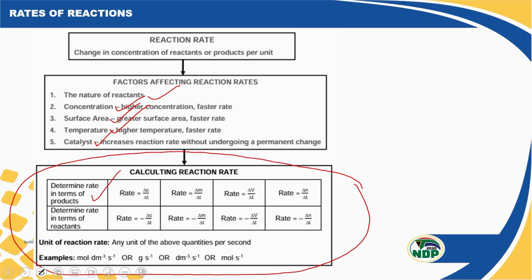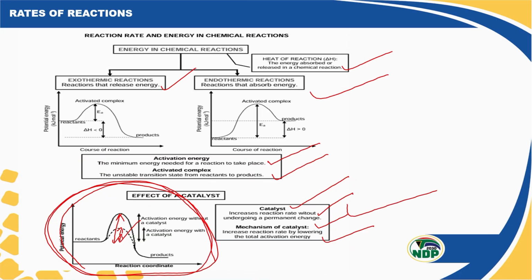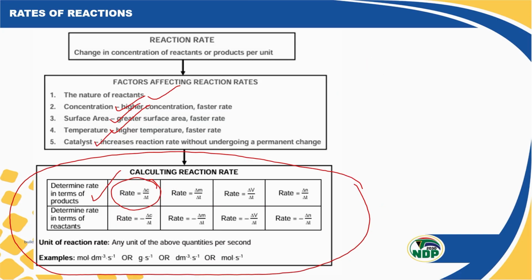When you look at a rate of reaction in terms of product, you look at a rate in terms of concentration. Rate would be equal to a positive change in concentration over your change in time, or your positive change in mass over your change in time, or your positive change in volume over your change in time, or your positive change in number of moles divided by your change in time.